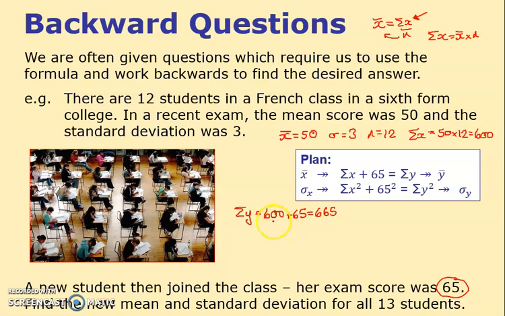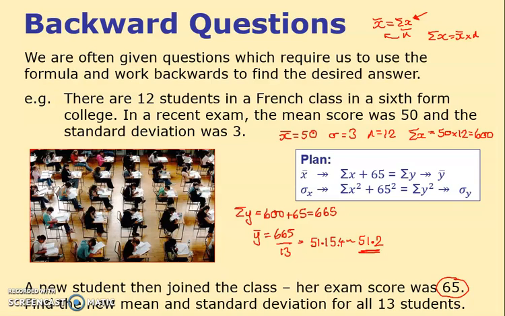And of course, once you know what you've got as a total, 665, you can now find a new mean, because it's 665, now not divided by 12, because we now have 13 in the class. So it's 665 divided by 13. What's that? 51.154, which is about equal to 51.2. I'm going to be as accurate as I can, simply so that I've got reference to this more accurate version later on if I need it. I might not need it, who knows.